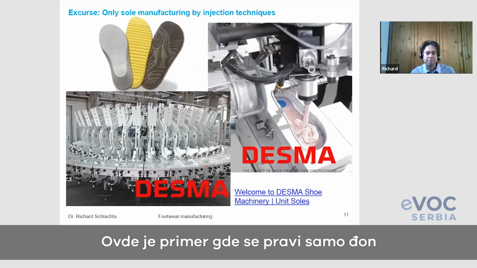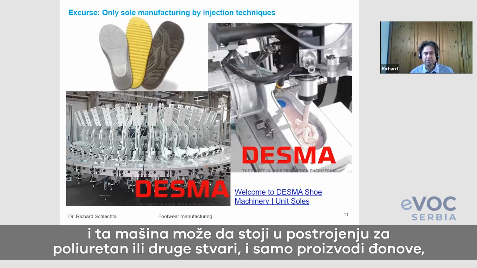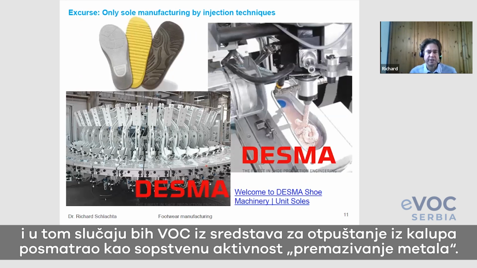An example is where you only produce a sole, and that machine can, for example, stand in an installation for polyurethane or other things, and is only producing soles. So that was the reason I would consider, if only soles are produced, the VOC from the release agents as its own VOC activity, metal coating.